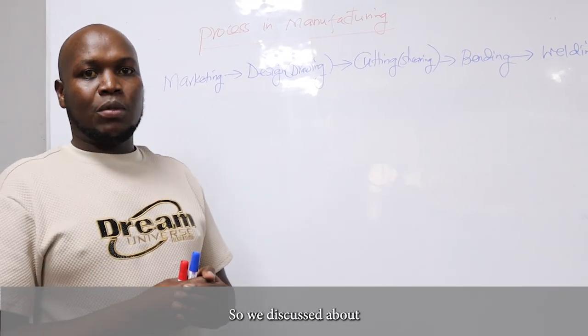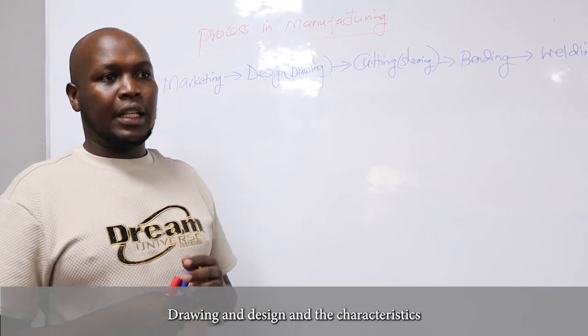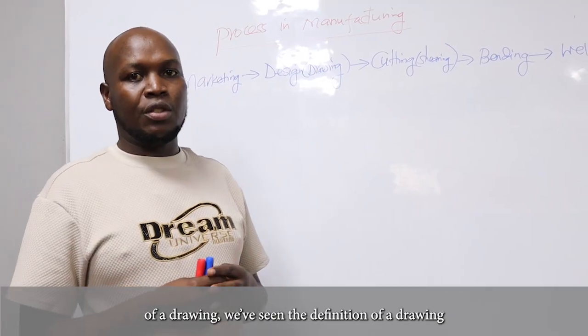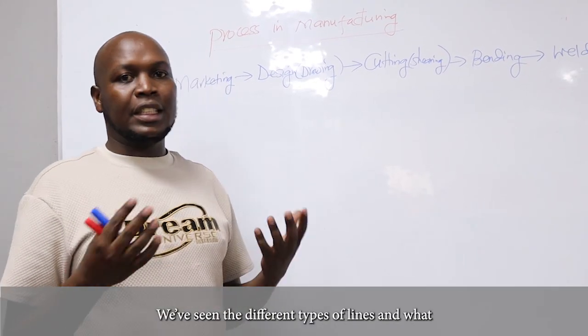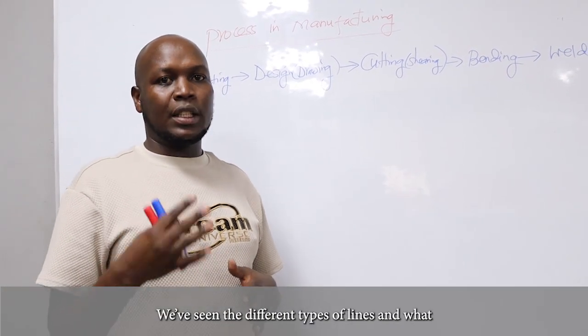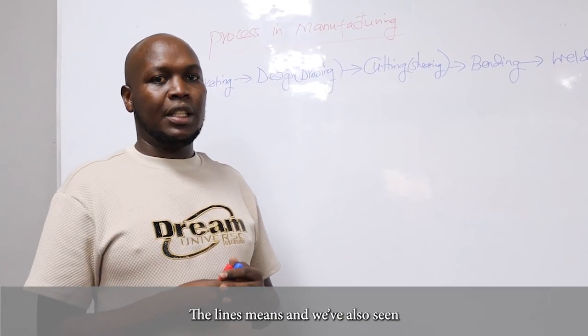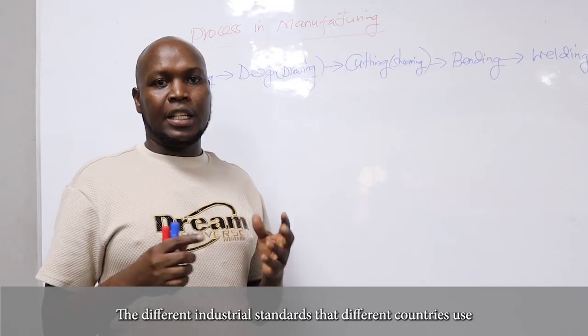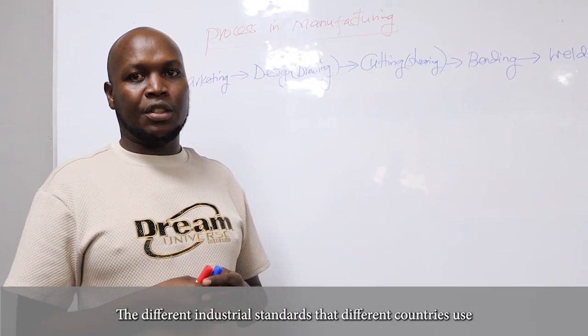So we discussed drawing and design and the characteristics of a drawing. We've seen the definition of a drawing. We've seen the different types of lines and what dotted lines mean. And we've seen the industrial standards, the different industrial standards that different countries use.